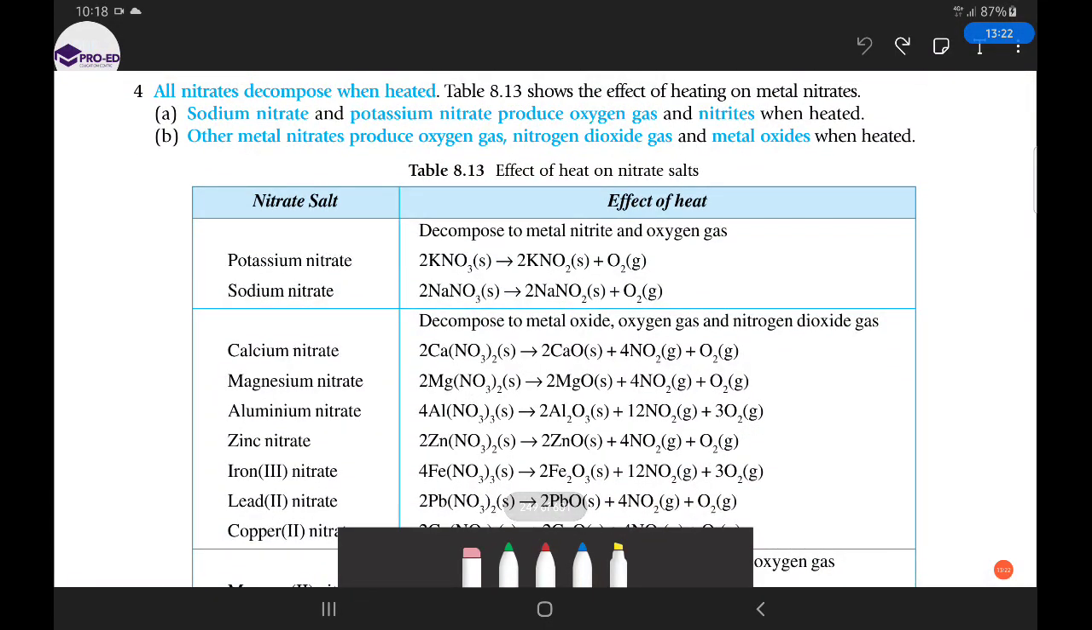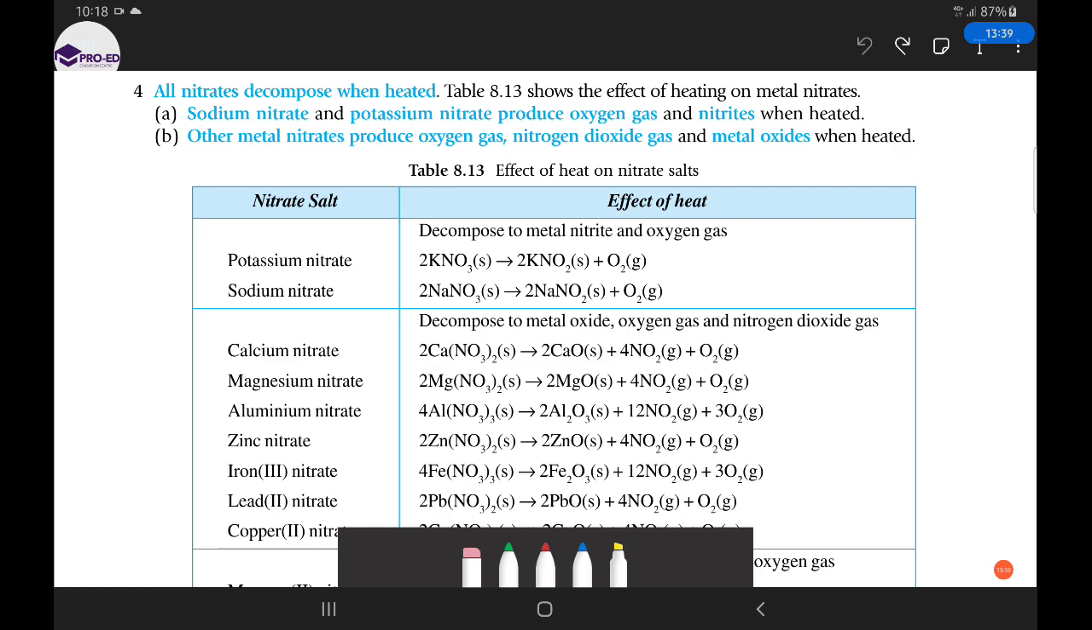Okay, if we are done with that, let's move on to nitrate salts. Any salt that has a nitrate ion is known as a nitrate salt. Of course, even nitrate salts will decompose when you heat them. But what are the scenarios for this decomposition?